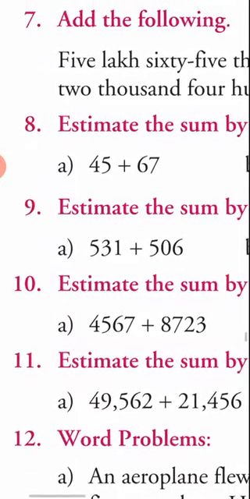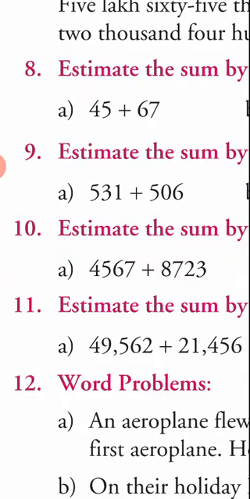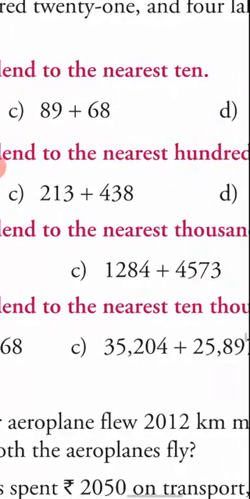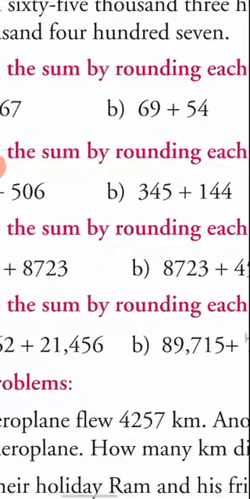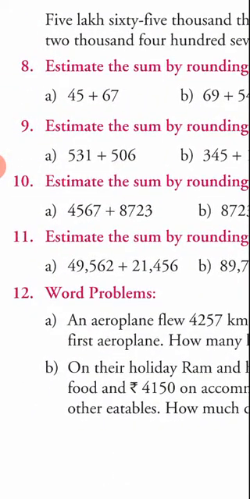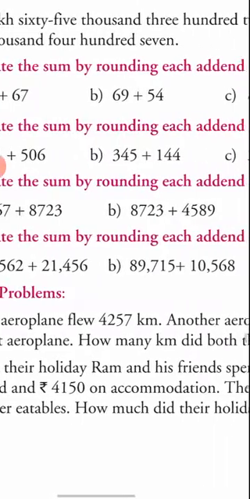Then we have another question, question number 8, in which you have to estimate the sum by rounding each addend to the nearest 10. Now these 3 questions that you can see, question number 8, 9 and 10, we have already done. We have just estimated the sums by rounding off the numbers to the nearest tens and hundreds in our previous class. So in this, just estimate the numbers that are given to the nearest tens, hundreds and thousands place, and then you will add.